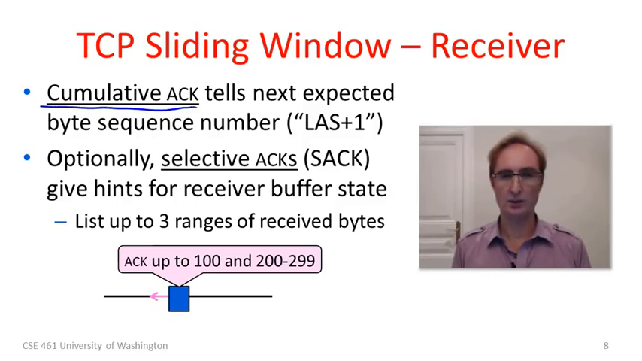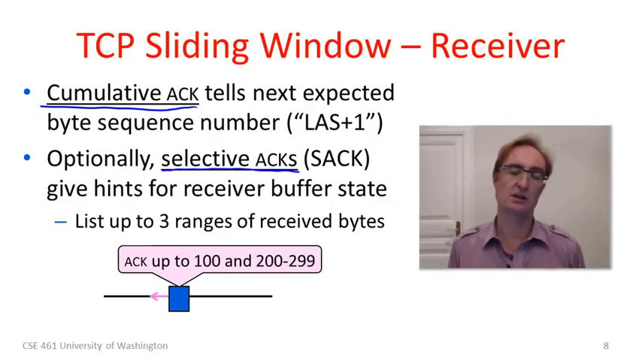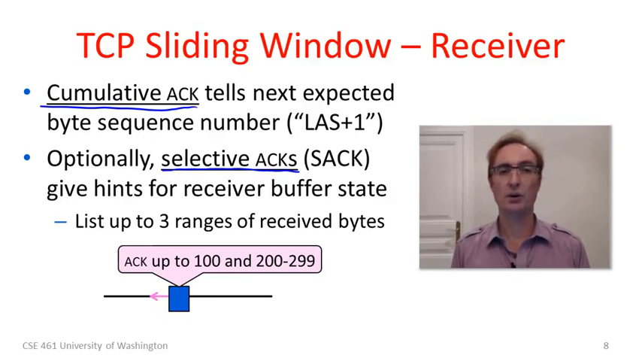So, according to our Fermat terminology, this is just LAS plus 1. It's telling us the next byte that's expected. In addition, and optionally, TCP acknowledgements can contain selective ACKs. These are some of the hints we mentioned, sometimes used with selective repeat, that try to tell the sender what's going on at the receiver in terms of its buffer state. SACK blocks in TCP can specify up to 3 byte ranges that have been received beyond the cumulative ACK.